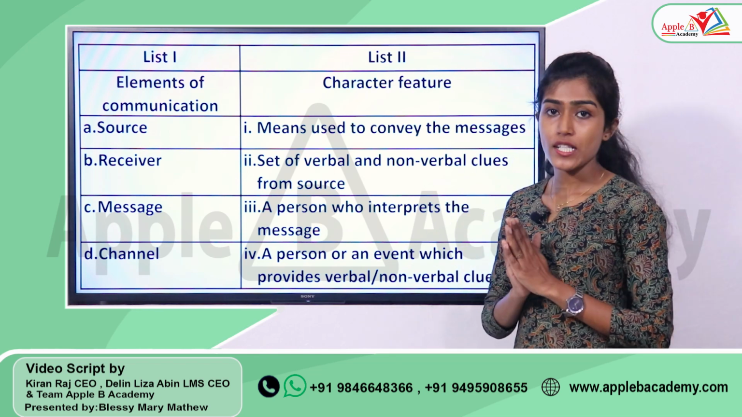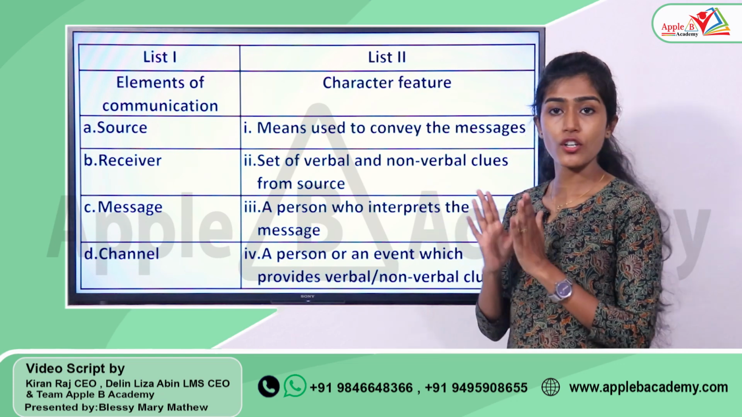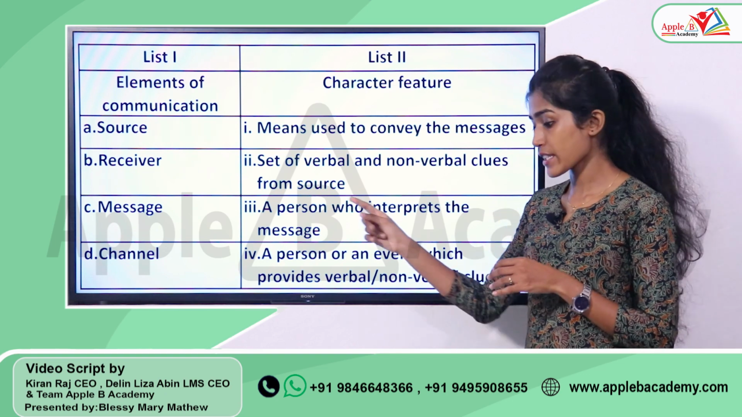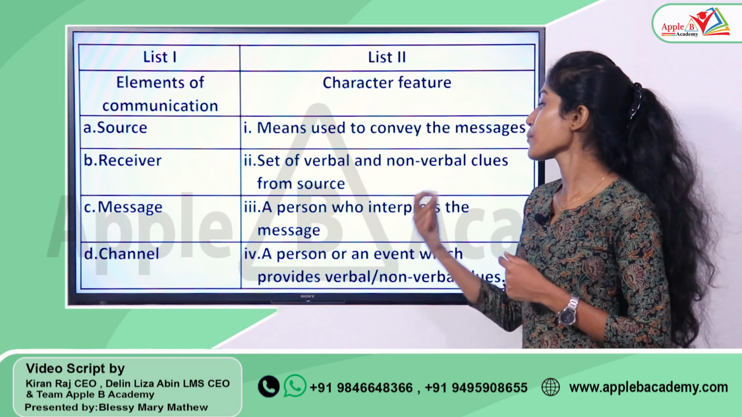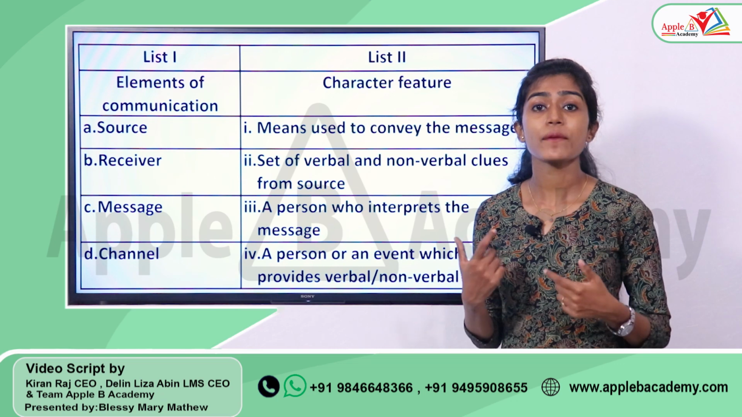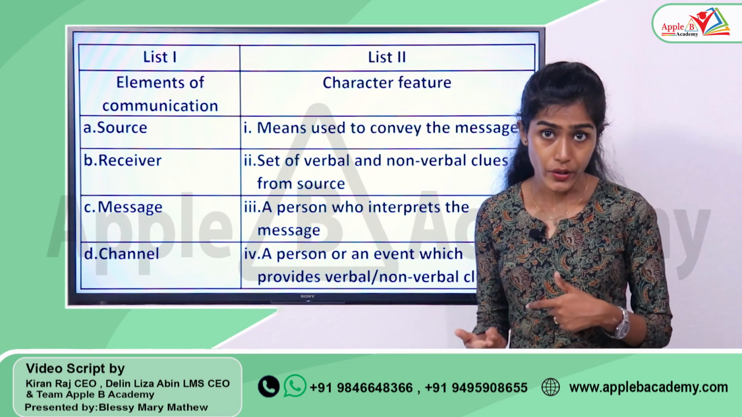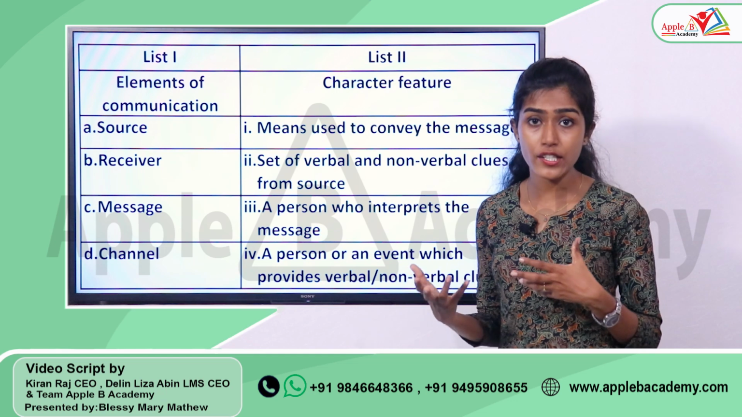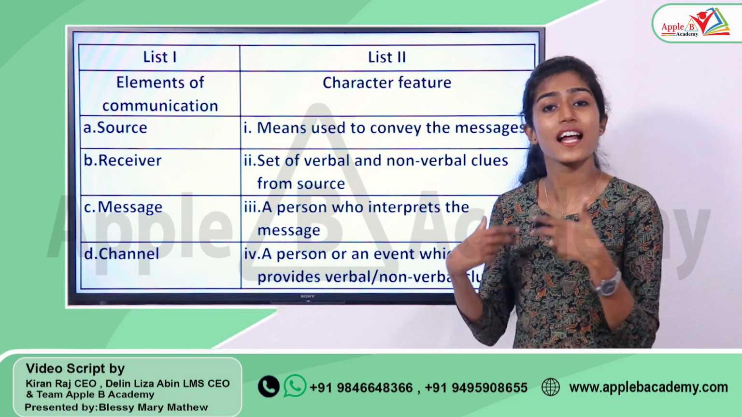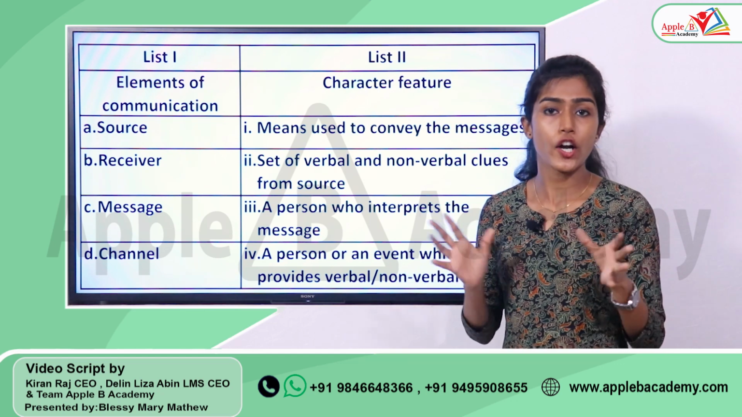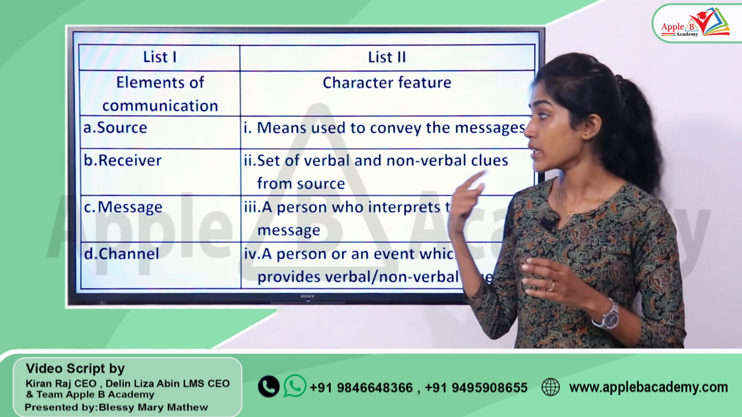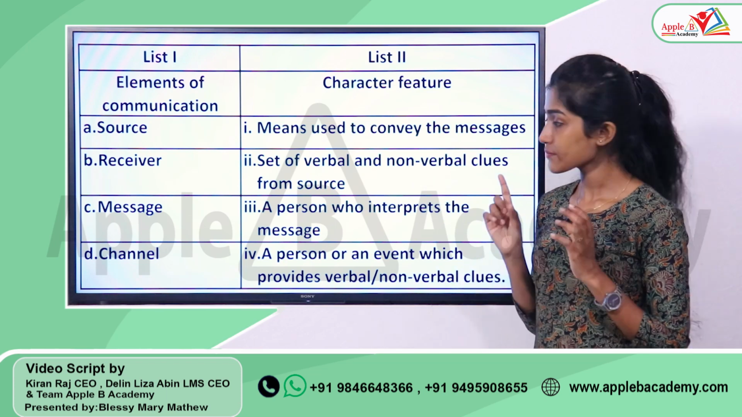Moving to the next option, that is option B, receiver. So which is the right option that you can associate with receiver? Obviously option 3, a person who interprets the message. We already said that receiver is the person who decodes the message, or can be called the decoder. So what is the process of decoding all about? It is interpretation, where the receiver is trying to interpret and understand the message. In that respect, we can say that receiver is the person who interprets the message. So B can be associated with option 3.